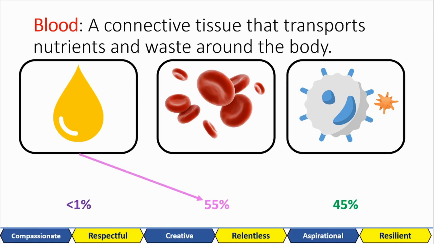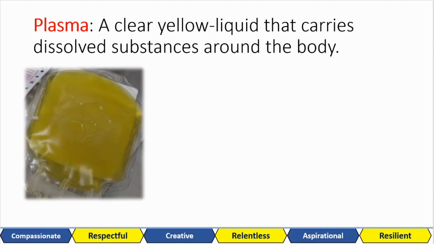Plasma is 55% of blood, red blood cells account for 45% of blood, and then white blood cells and platelets make less than 1%. Looking at this, you'll realize that the percentage is actually higher than 100%, but that's simply because we've rounded some of these numbers up.